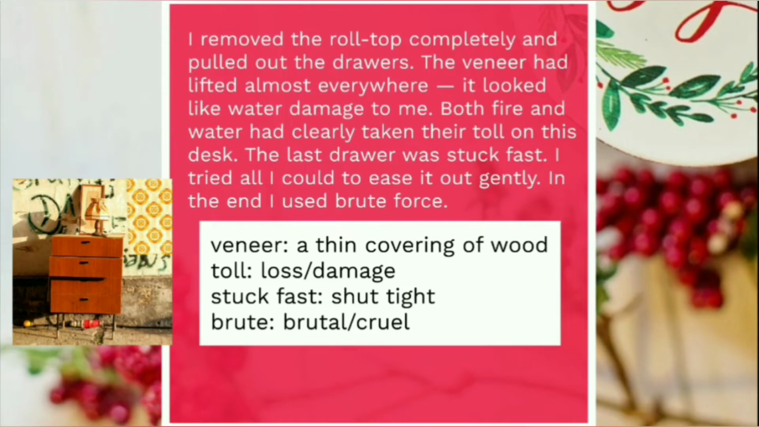So the narrator takes off the veneer. Veneer means a thin covering or top layer. The table had been damaged by both fire and water. He found out that the last drawer was stuck fast, meaning that it was shut very tight. So the narrator had to finally use brute force. Brute means brutal force, right? He almost used an animal-like force to open it up.